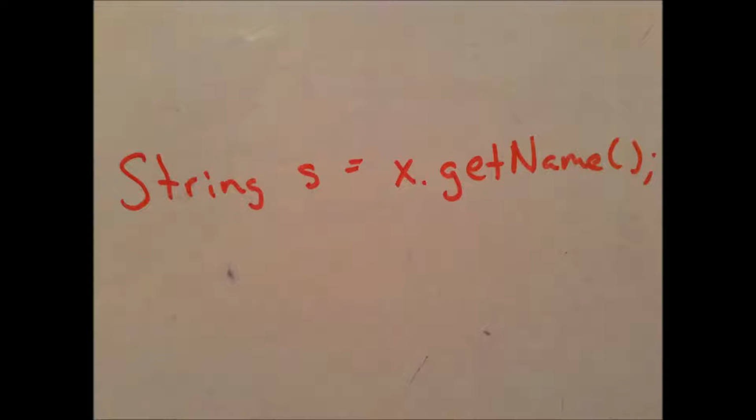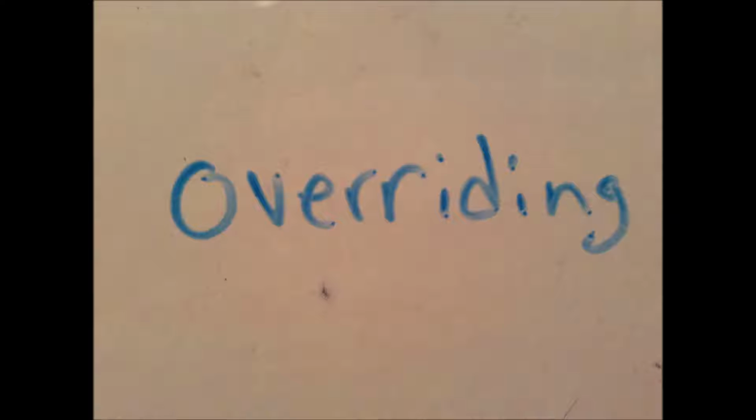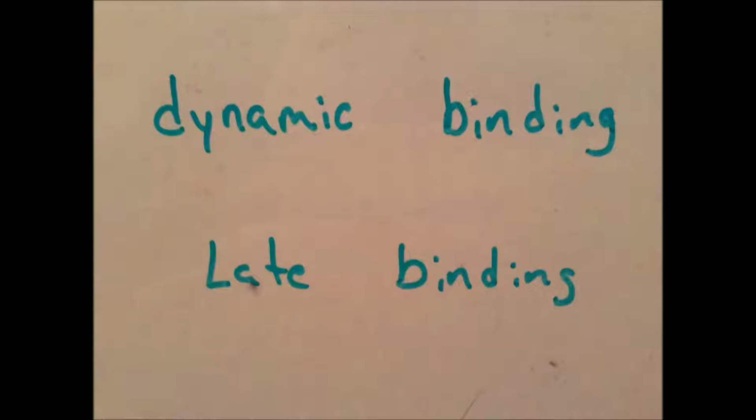That means that one method call can call different methods depending on the current reference of x. When a subclass redefines the implementation of the methods of its superclass, it is overriding the method. Note that for an overridden method in Java, the actual method to call is always determined at runtime. This is called dynamic binding or late binding.